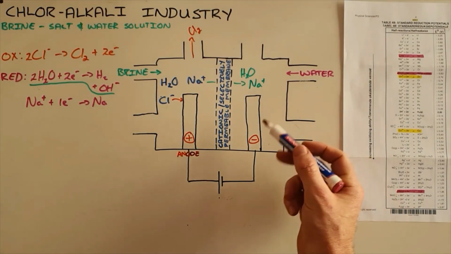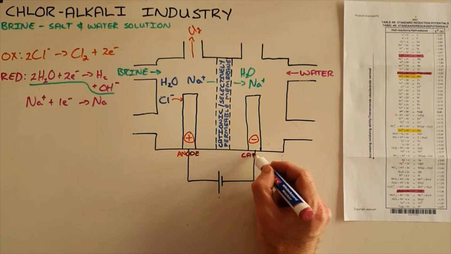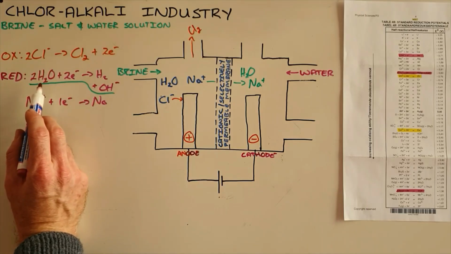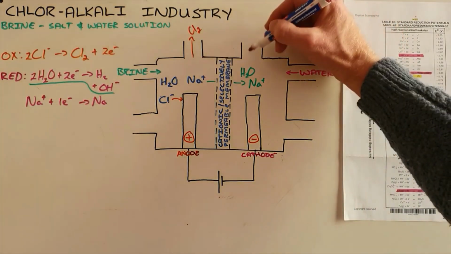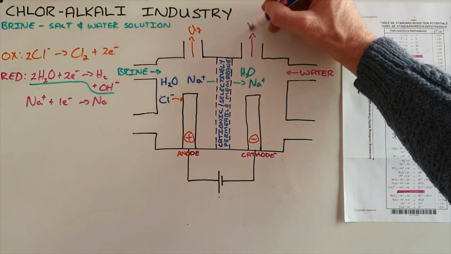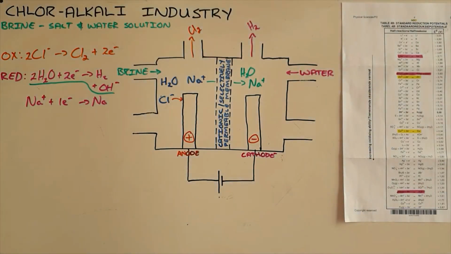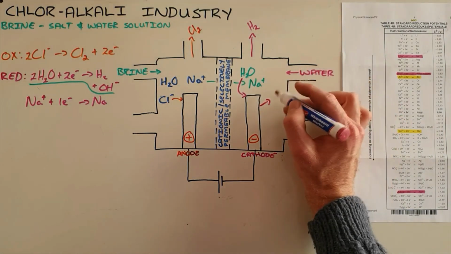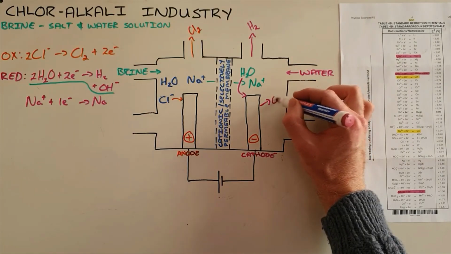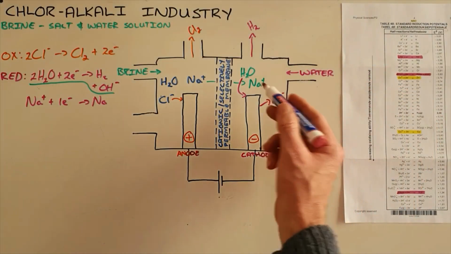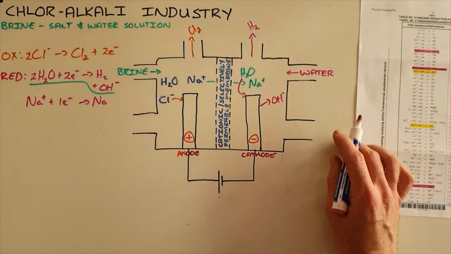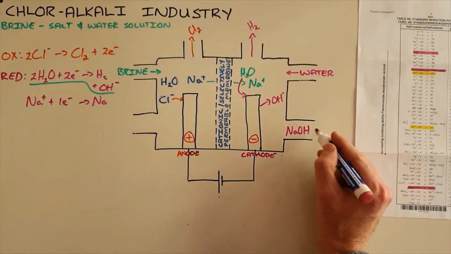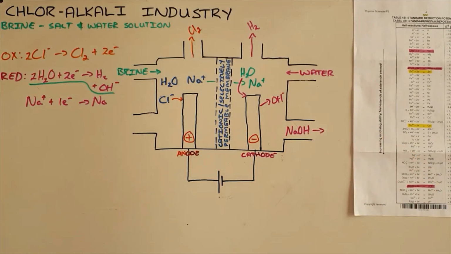So at our cathode, where we always have reduction taking place, we have our water molecules gaining 2 electrons to form hydrogen gas, which is the second product of our Chlor-Alkali Industry, and also giving off hydroxide ions. Those hydroxide ions then combine with our sodium ions, which gives us our third and final product of the Chlor-Alkali Industry, which is aqueous sodium hydroxide.